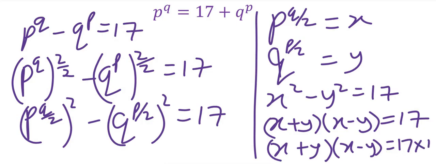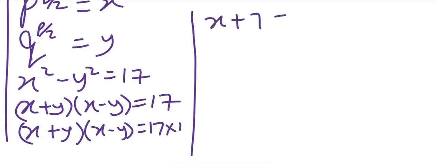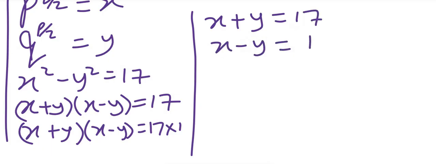Why 17 times 1? The only two numbers that you can express 17 as product of are 17 and 1 because it's a prime number. So from here, I'm going to assign 17 to x plus y and x minus y equal 1. Why? What's the reason? Since you have x plus y and x minus y, which implies that x plus y is greater than x minus y. Therefore, x plus y should be 17.